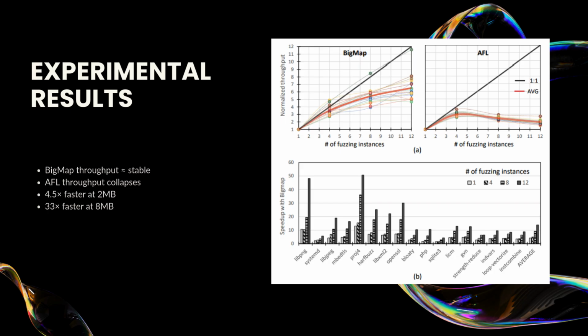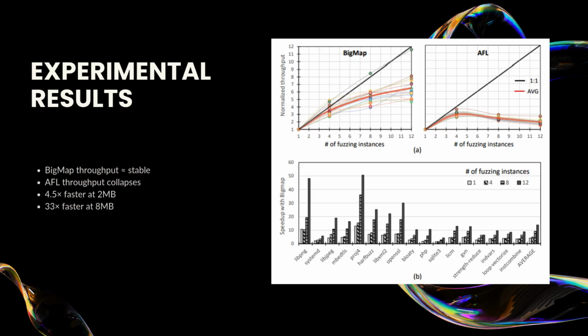On the top right, we see AFL scaling behavior under the same conditions. Here, performance quickly plateaus and even declines as more instances are added. This happens because large bitmaps cause significant cache contention when multiple fuzzers run in parallel. BigMap avoids much of this contention by operating only on the compact active region.